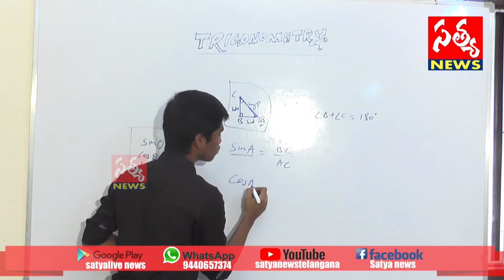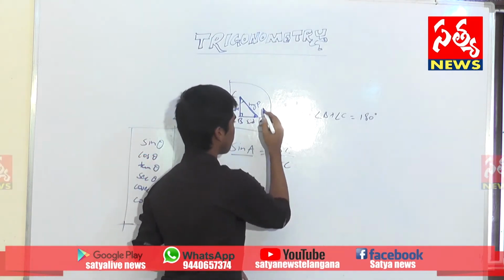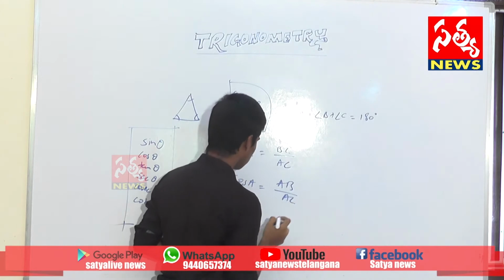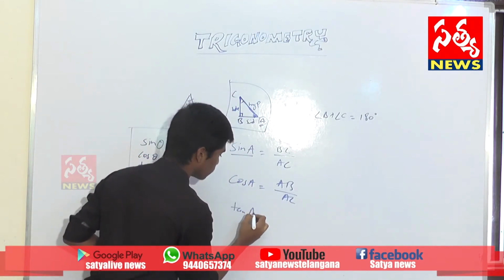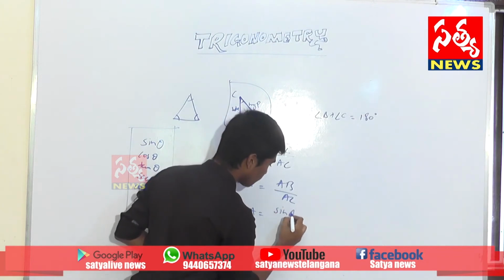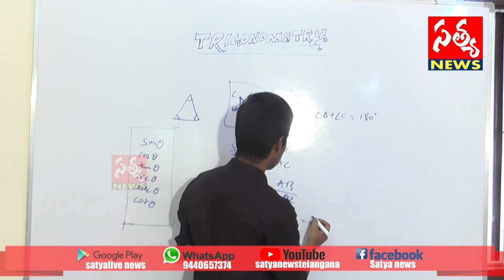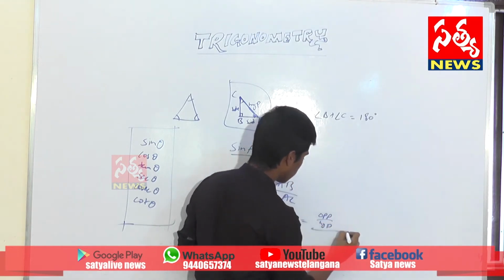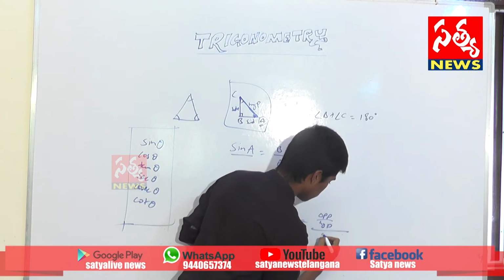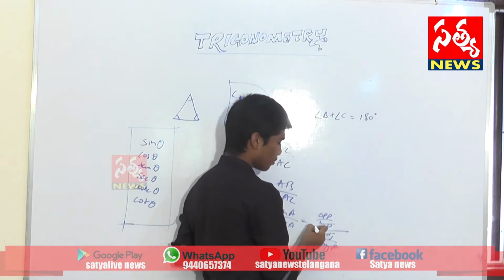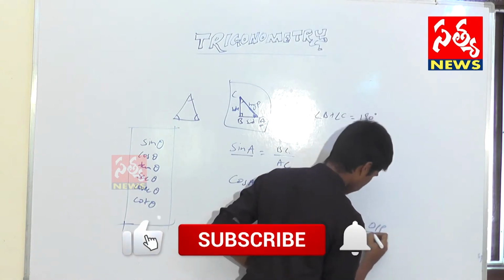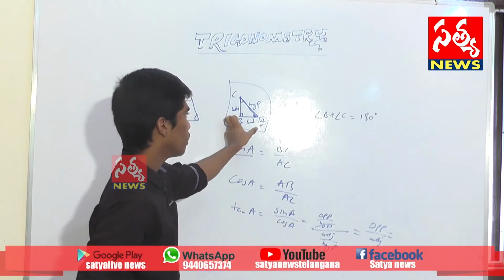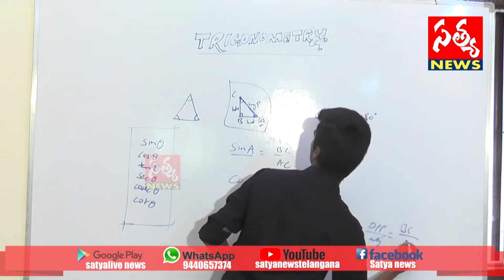And next, cos of angle A is equal to adjacent by hypotenuse. What is adjacent to angle A? It is AB. AB by AC is cos A. Then tan. Tan A can also be written as sin A by cos A. Sin A is opposite by hypotenuse, and cos A is adjacent by hypotenuse. So the hypotenuse gets cancelled and finally we get opposite by adjacent. Tan A equals opposite side by adjacent, BC by AB.